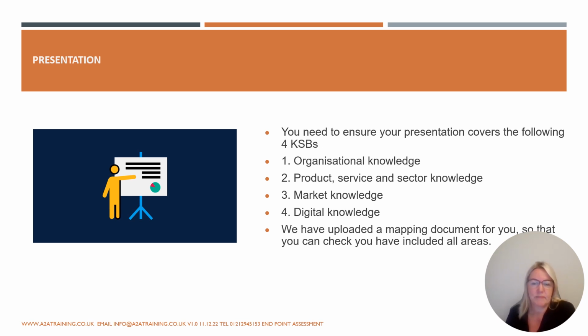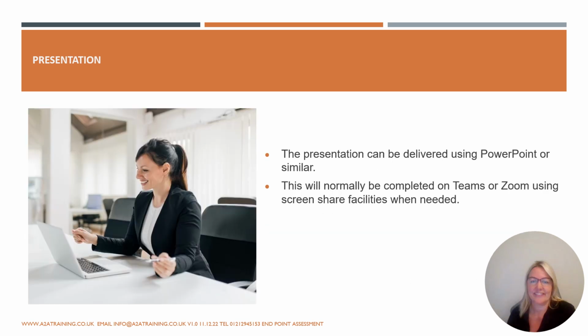The 4 elements that we'll need you to cover as part of your presentation are organisational knowledge, product, service and sector knowledge, market knowledge and digital knowledge. So make sure you look at the mapping document, which details the pass and distinction criteria for all 4 KSBs. You'll deliver your presentation using PowerPoint or similar technology, and you'll use screen share facilities on Teams or Zoom to share your presentation with us.